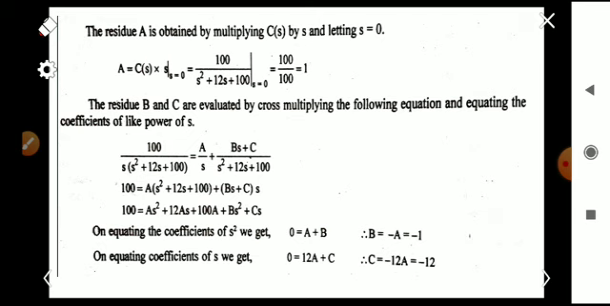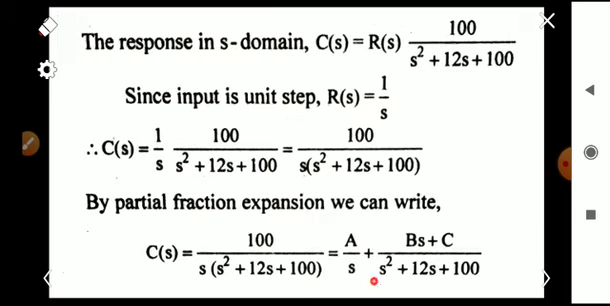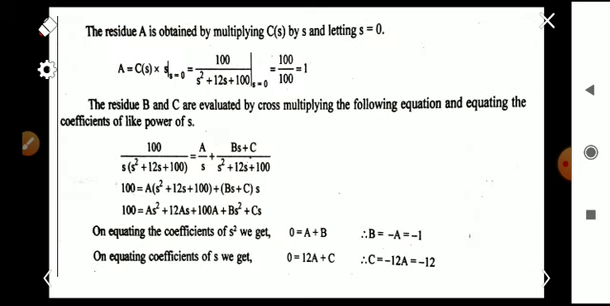Mainly because this is a quadratic equation, we can simply find the values of B and C by cross multiplying and equating to 100. By cross multiplying it and equating to 100, we get 100 equal to A into this term, that is s square plus 12s plus 100, plus Bs plus C into s.